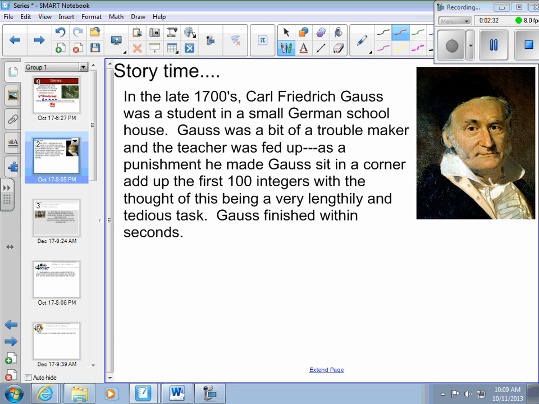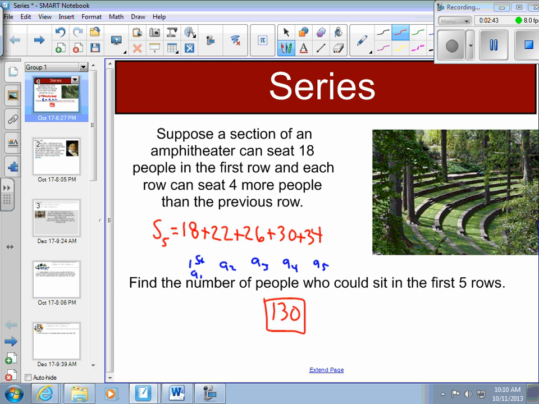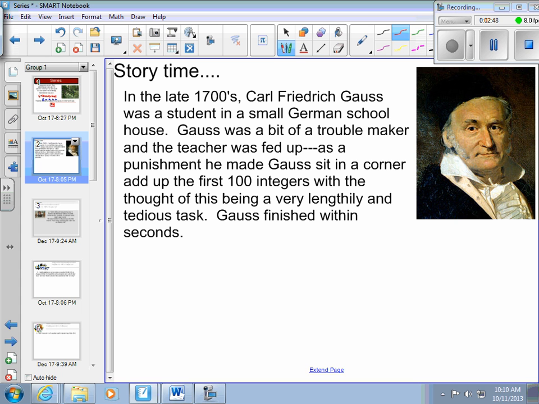Now, Gauss turned out to be a very smart scientist and mathematician. He saw a quicker way than adding up all the numbers one by one, like we did in the last problem. What he saw was a pattern. He saw that if we take these first 100 numbers, starting at 1 all the way up to 100, there was a pattern here.